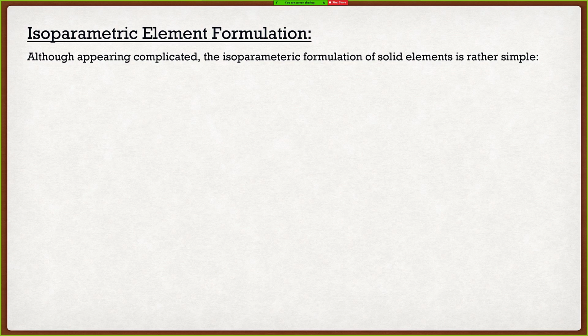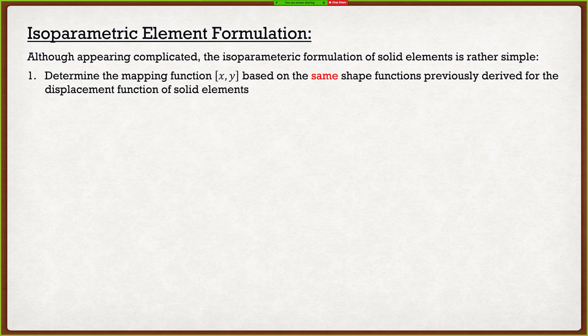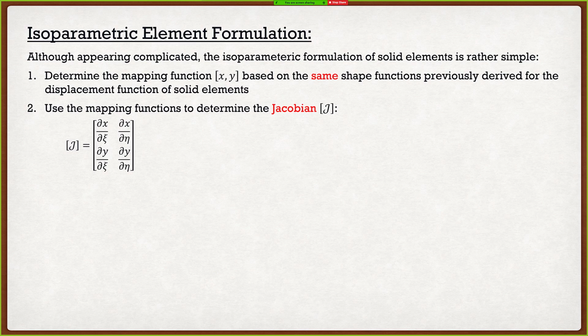Nice and easy. So if we were to look at the isoparametric formulation, it seemed really complicated at first, but doing the isoparametric formulation of our traditional solid elements, it wasn't too bad. It always follows the same steps. First, we need to determine that mapping function x and y, but we said that x and y are just going to be a function of our shape functions. So that's actually not too bad at all. With that, we can go to our Jacobian, which are simply just the partial derivatives of x and y. So again, not too bad.